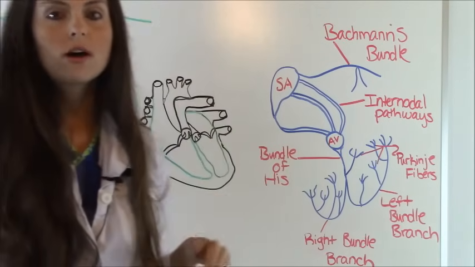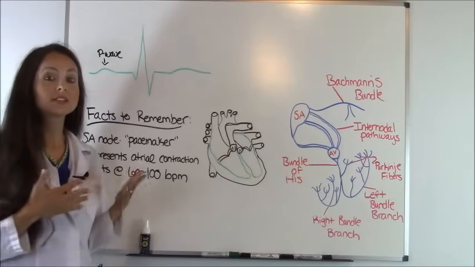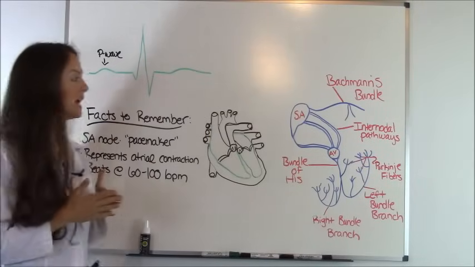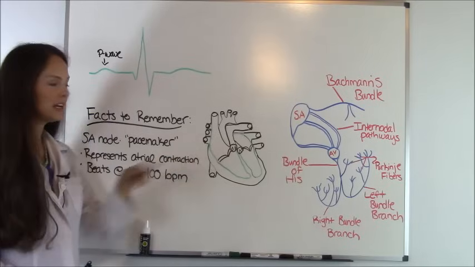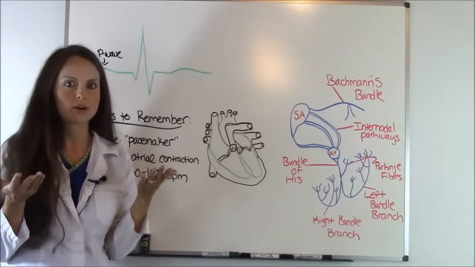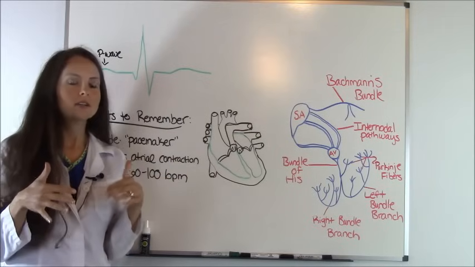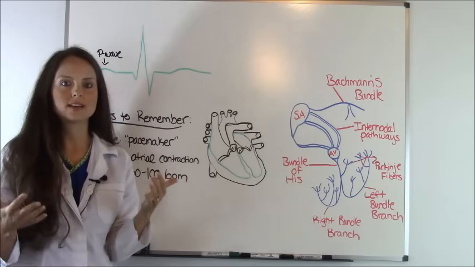First, let's go over the SA node. Your SA node, which is called the sinoatrial node, is located in the right atrium, which is right here. The SA node is known to be the pacemaker of the heart. So on a test, you may be asked, what is the pacemaker of the heart? It's the SA node.